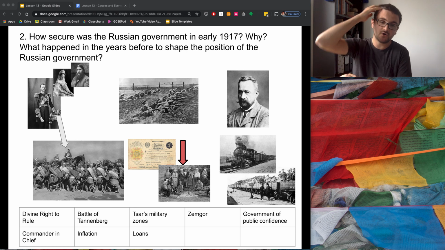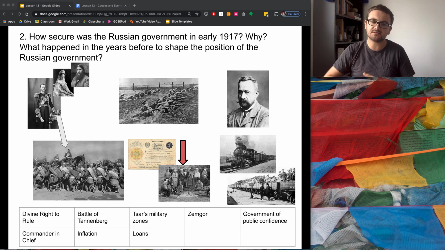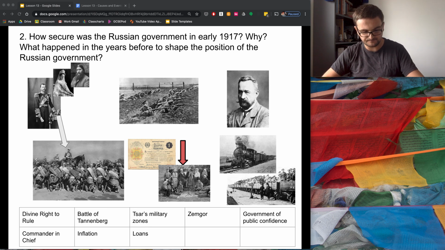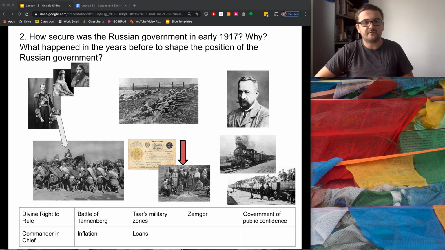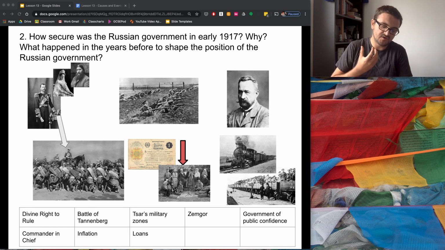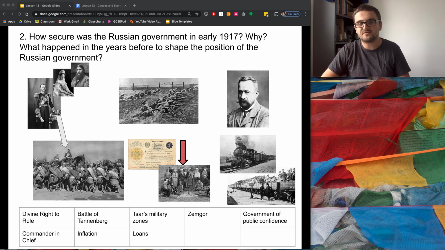Excellent. Right, I'm going to talk you through now step by step a bit more of an in-depth answer to this question. So, effectively, the government was suffering in early 1917 from a weakening of its authority. Tsar Nicholas was a particularly weak and insecure ruler that did not have the confidence of the people.